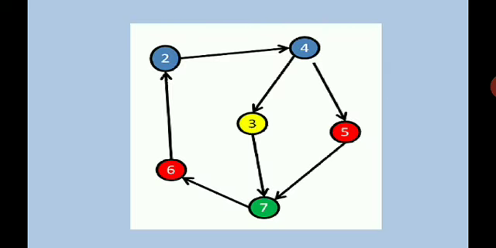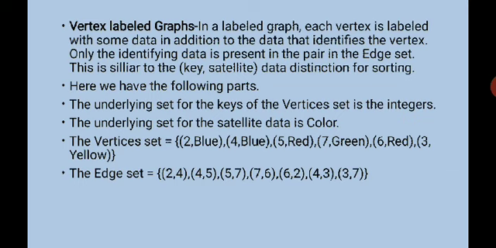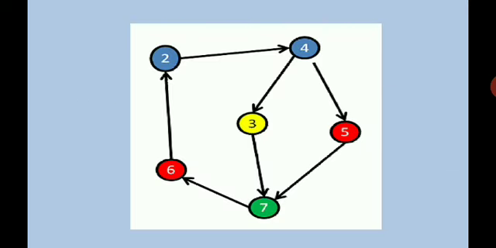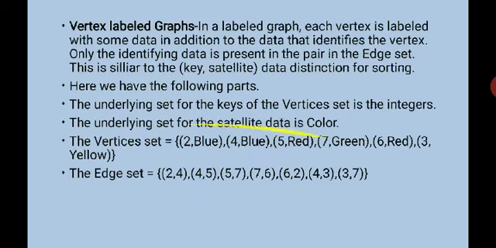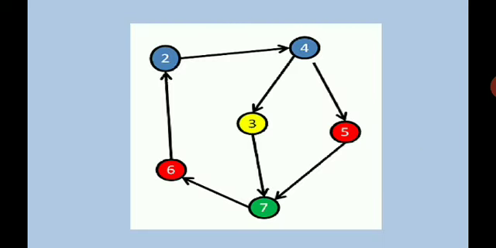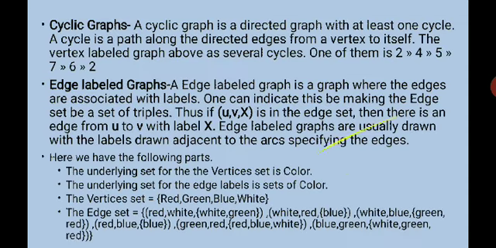So if you're representing the vertex, it will be 2 comma blue, look here, blue is 1. Then you'll have 4 comma blue, similarly you have 3 comma yellow, 7 green, 5 red, 6 red. So this is how it is represented. I hope it's clear to you. So this is vertex labeled.